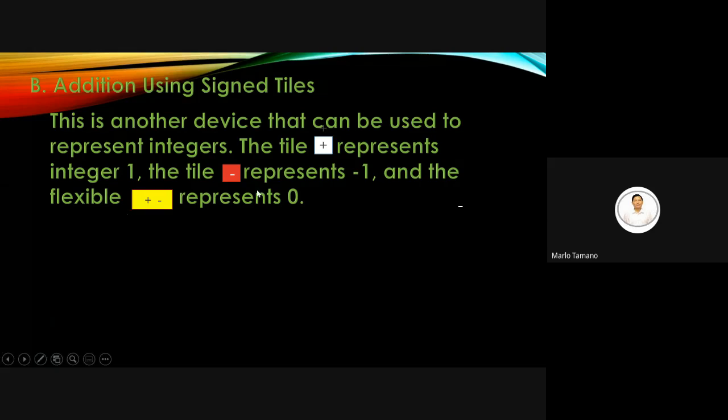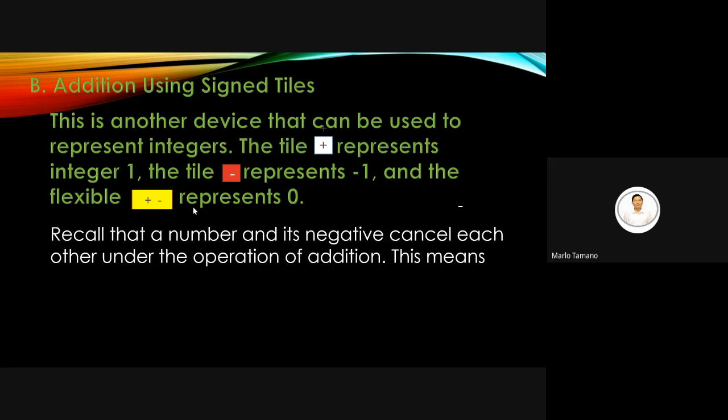Remember, we have positive 1 and negative 1. And this represents what? A zero pair. They are partners, positive 1 and negative 1. They are what? Opposites. Clear? Now, recall that a number and its negative cancel each other under the operation of addition.